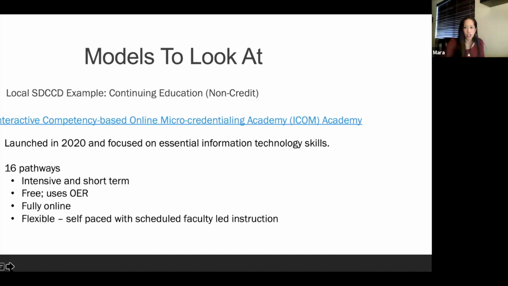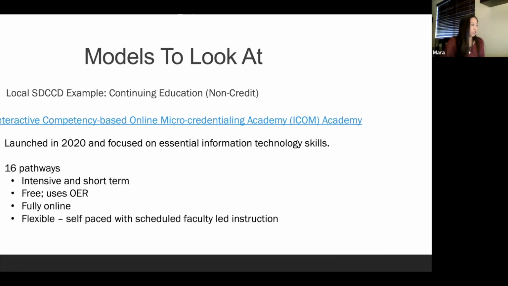They just launched in 2020, I believe fall 2020, so this is still fairly new. I don't know that we have a whole lot of information on what they're doing, but they have an ICOM Academy, and our CE colleagues here maybe can correct me if I'm wrong on any of this. But so far, the Academy is focused on IT skills. So it's skill-based. There's 16 pathways. There's a website.